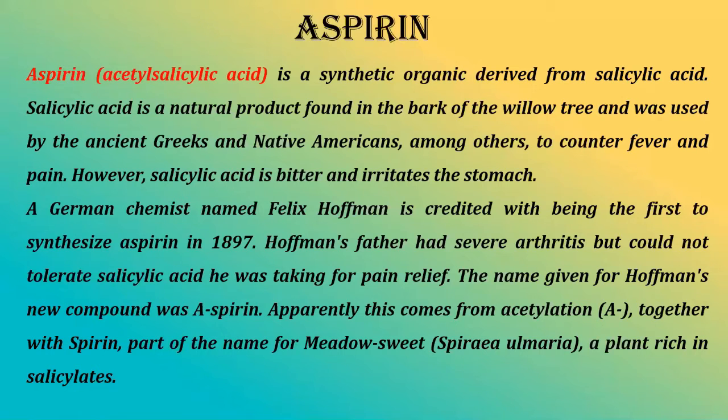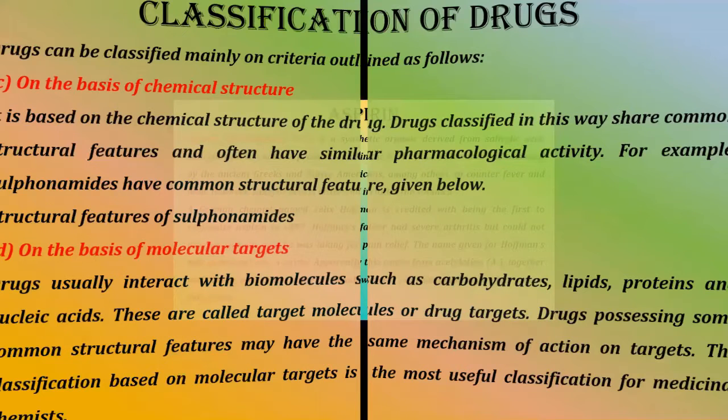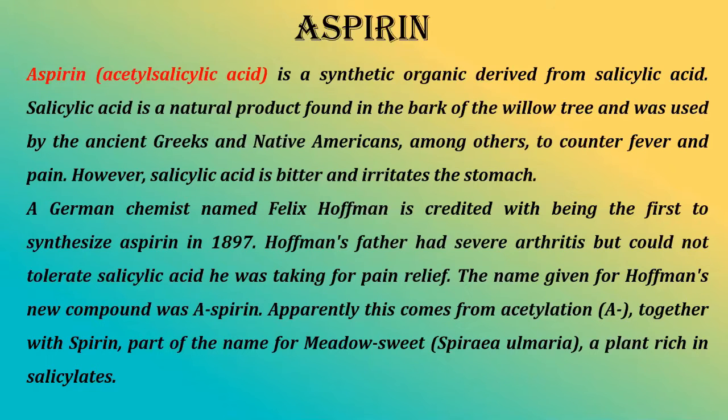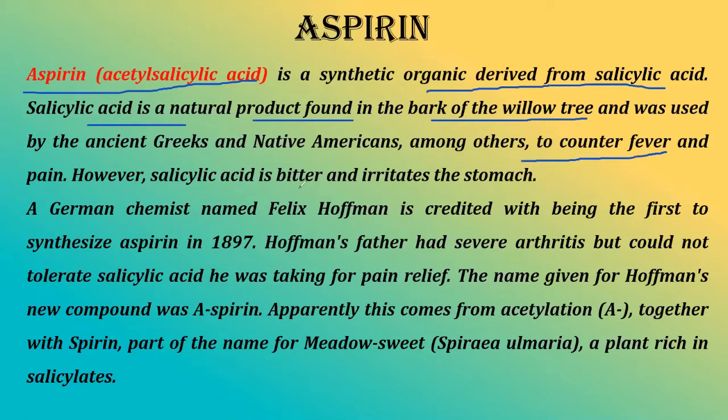Now next we have aspirin. What is aspirin? Aspirin is nothing but acetyl salicylic acid, a synthetic organic compound derived from salicylic acid. Now salicylic acid is a natural product. It is obtained from the bark of the willow tree. This was used as jadi buti by the ancient doctors who are called Vaids. It was used against fever and irritation of the stomach, right?